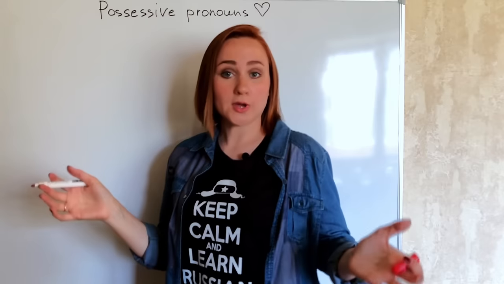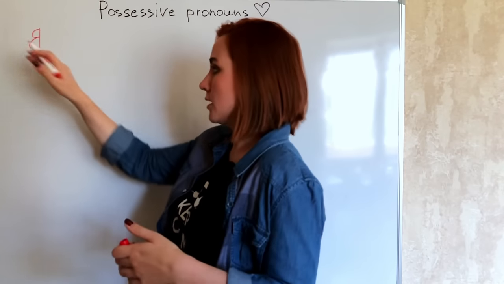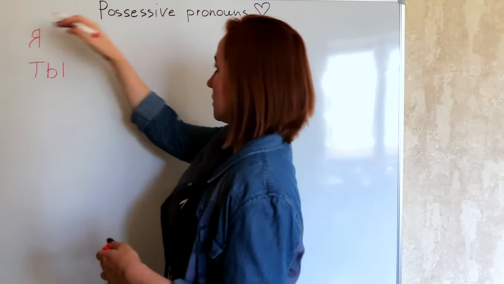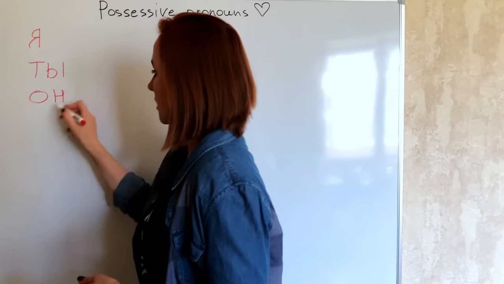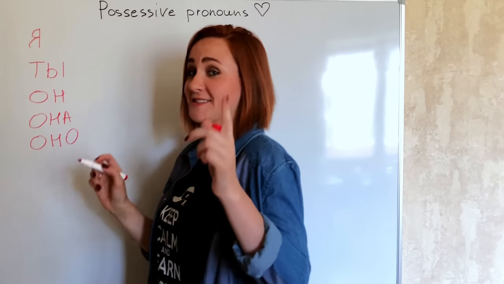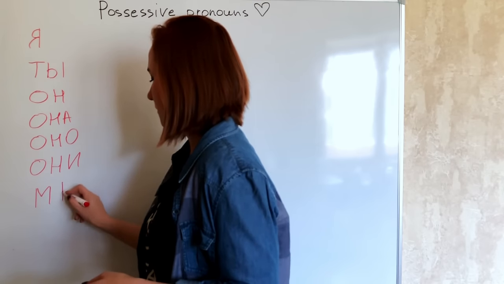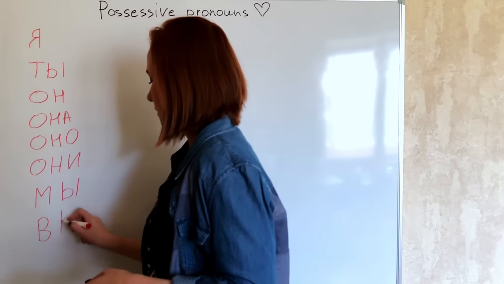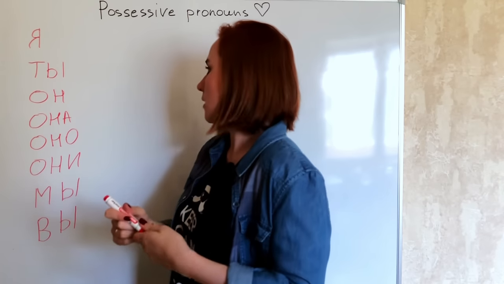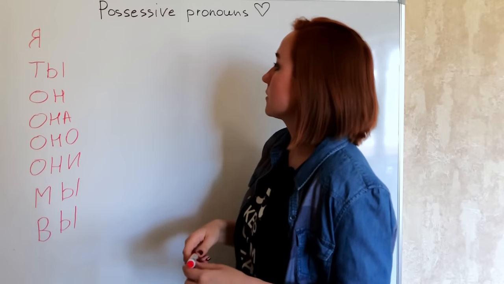Okay, now let's get to our personal pronouns. I hope you remember them. I mean, I, you, they, he, she. If not, go back. Я, I, ты. Please write it down with me because I'm going to make a little table here. Он, he, она, she, оно, it, они, they, мы, we, and вы, you. You as many people and you as a respectful form of you. So let's check again. Я, ты, он, она, оно, они, мы, вы. I hope you remember this stuff.